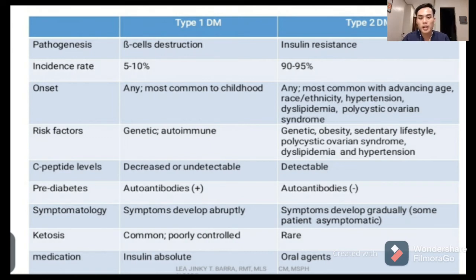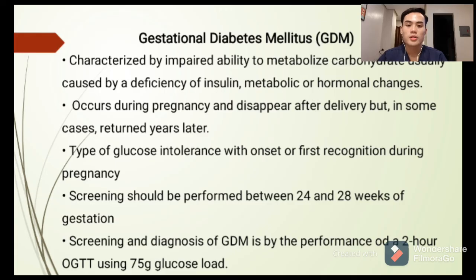Also, there are autoantibodies in type 1. In type 2, it is negative for autoantibodies. Symptoms, ketosis, and medication. So the third type of DM is gestational diabetes. So this happens in pregnant women and disappears after delivery. But in some cases, it comes back years after giving birth.